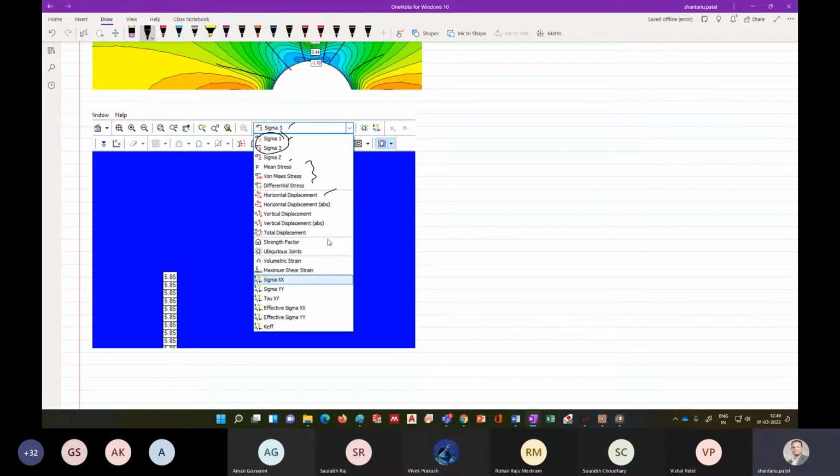Maybe the horizontal displacement, the vertical displacement, the total displacement, and the strength factor. This strength factor is your factor of safety at different locations. Okay, so this is very important. And this is sigma xx. What is the vertical stress? Sorry, this is sigma h, and this is our sigma v. These things are very important. If you click the triangle here, a drop down menu will come, and you can select the value and see the different things. Let's do that.